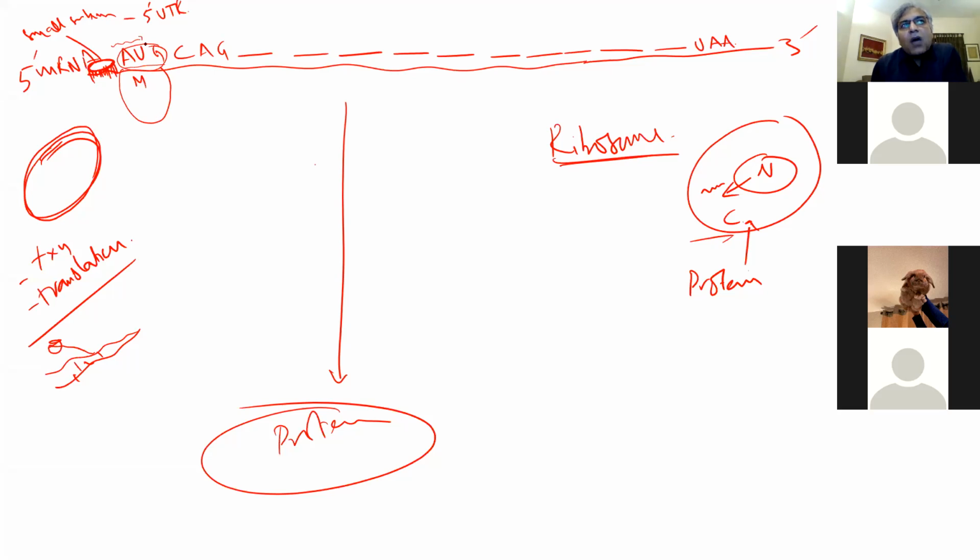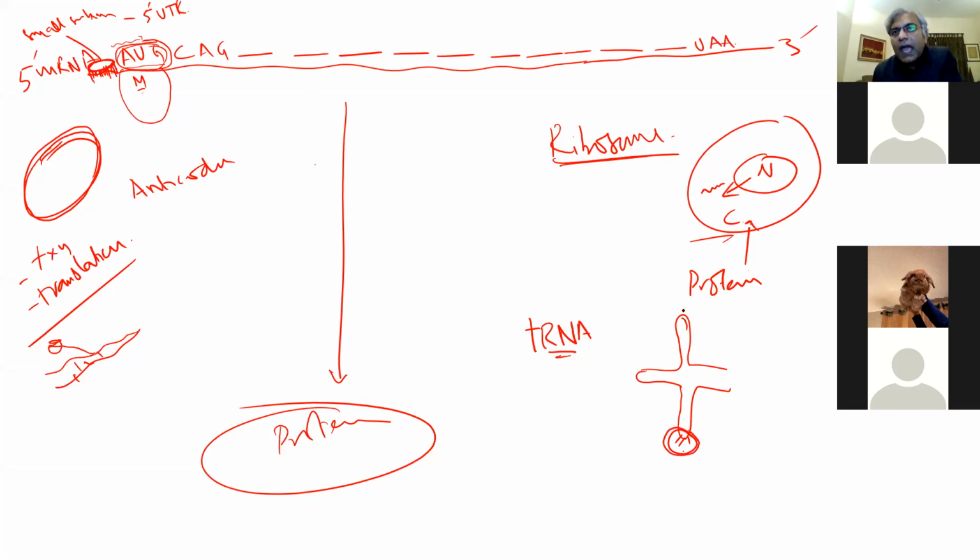Now, you must be wondering how the small or large subunit knows it has to add a methionine in front of AUG, how it reads. So there is an intermediate molecule which we call tRNA. This is an RNA molecule with a clover leaf shape structure. And this non-coding RNA is very important. Because RNA is always nucleotides, it has a nucleotide sequence which serves as the anticodon. Each anticodon has a corresponding amino acid attached here.